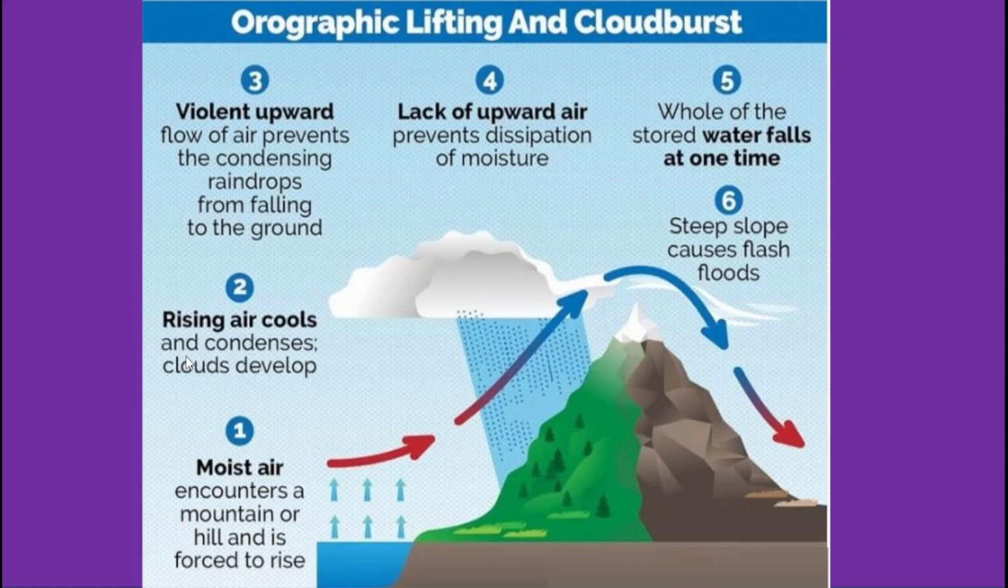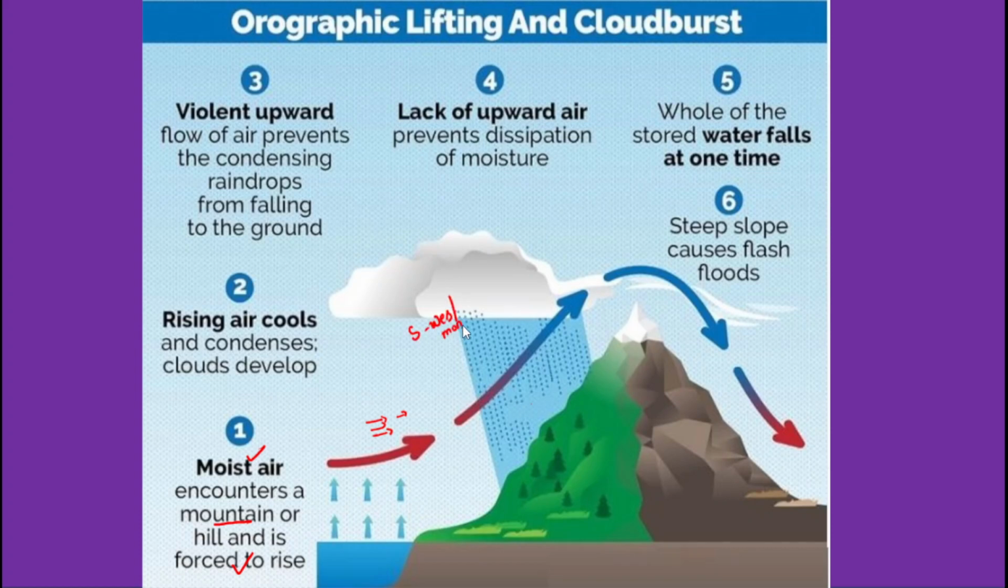Now, through this diagram, we will try to understand how a cloudburst usually takes place. This is the mechanism of a cloudburst. Generally, winds carry moisture with them. So moist air encounters a mountain or hill and is forced to rise. When wind carries moisture and encounters a mountain, this generally takes place in the Western Ghats with respect to the southwest monsoon.